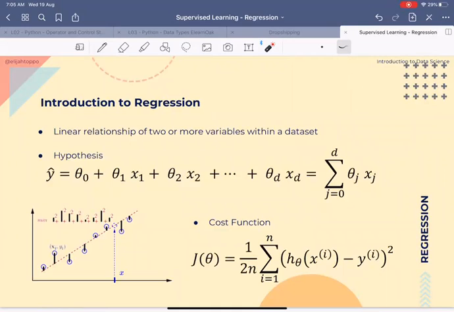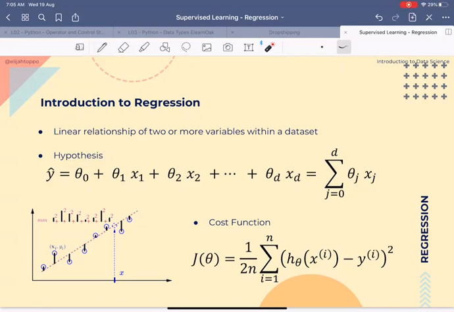When we talk about regression, the main idea is we are looking for features that will be able to predict a continuous variable. So one idea here is we use something called linear regression. And in linear regression, we say that there is a linear relationship of two or more variables within a data set. Okay. So let me directly start with the hypothesis.